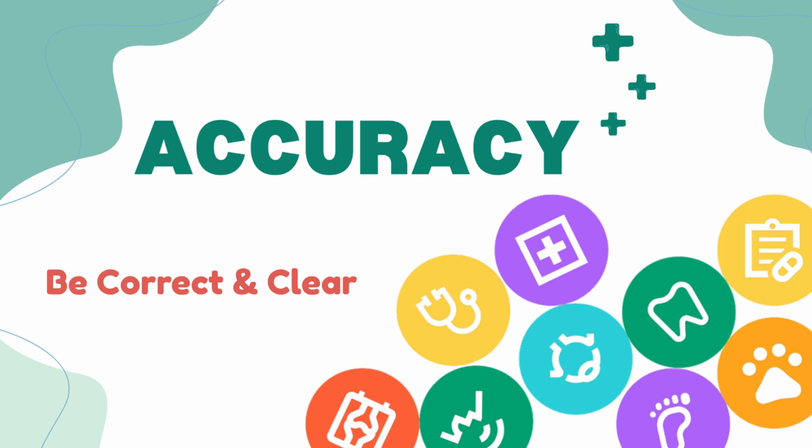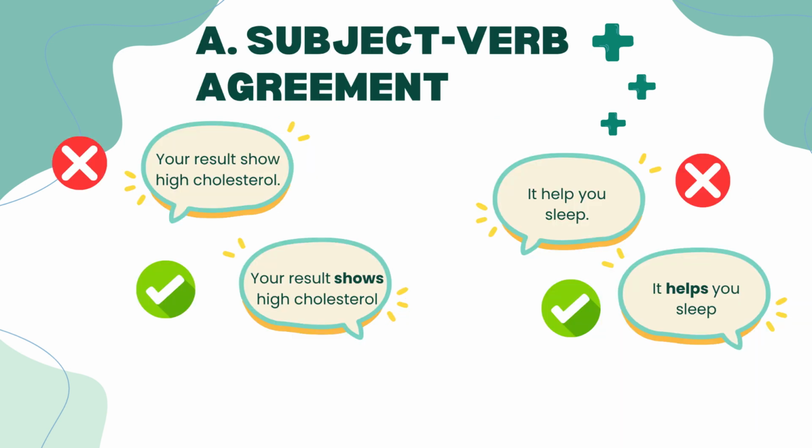Accuracy. Accuracy means using grammar correctly so your meaning is clear. A few small errors are okay, but avoid mistakes that confuse your listener. A. Subject-verb agreement examples. Your results show high cholesterol. Correct version: Your result shows high cholesterol. It helps you sleep. Wrong. Correct version: It helps you sleep.